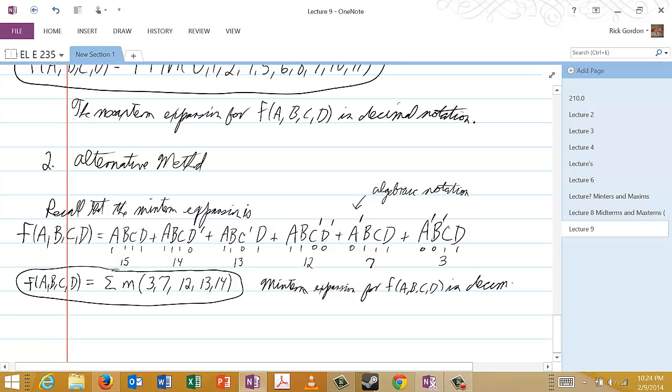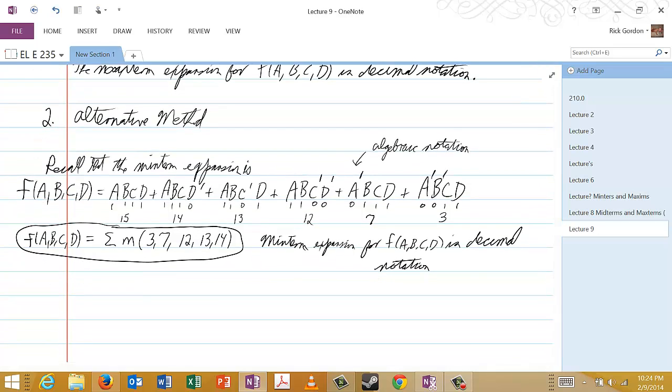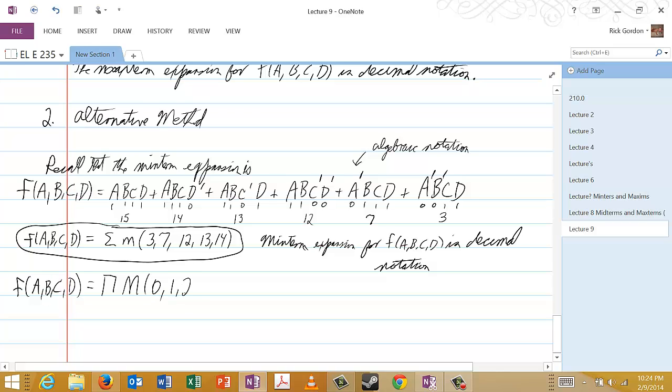In decimal notation. Now, how do we find the maxterm expansion in an easy fashion? Well, we can simply write it down. F of A, B, C, D will be equal to capital M of 0, 1, 2, 4, 5, 6, 8, 9, 10. I'm sorry, I left out the 15 up here. You see that the first term was 15, and I simply left that out, so 15.